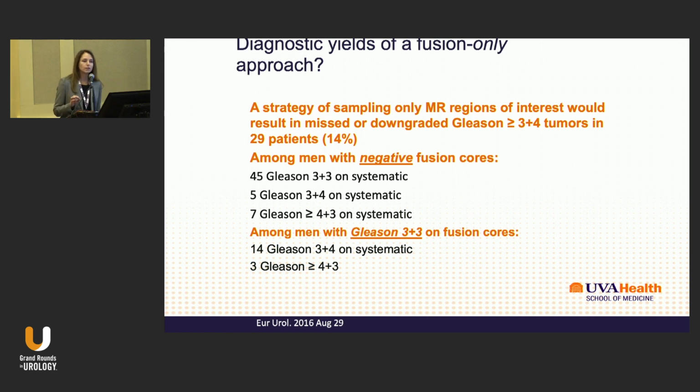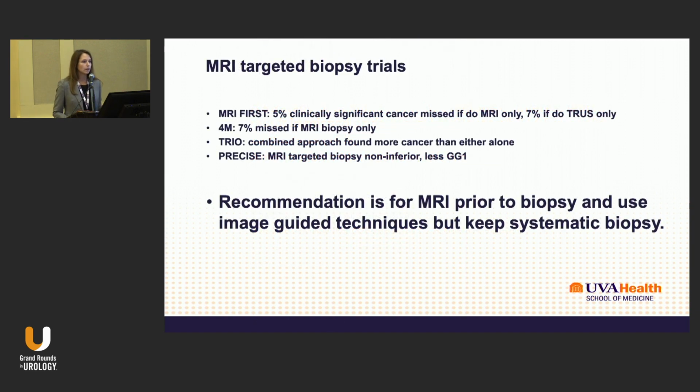If you sample only the MRI regions of interest, you are going to miss clinically significant prostate cancer 14% of the time in this European Urology trial. But in the bigger trials that I showed you before, and I'm going to reference these again, anywhere from 5 to 10%, generally speaking, will be missed. And I just stress this because it is important to know that a negative MRI is not a guarantee that a patient doesn't have prostate cancer. It may indicate they don't have high-risk prostate cancer, but we are going to miss it that 5 to 10% of the time.